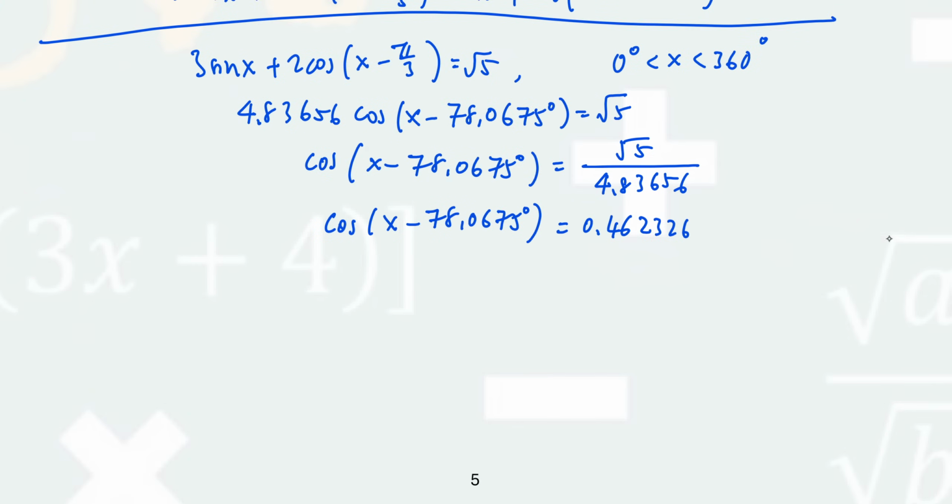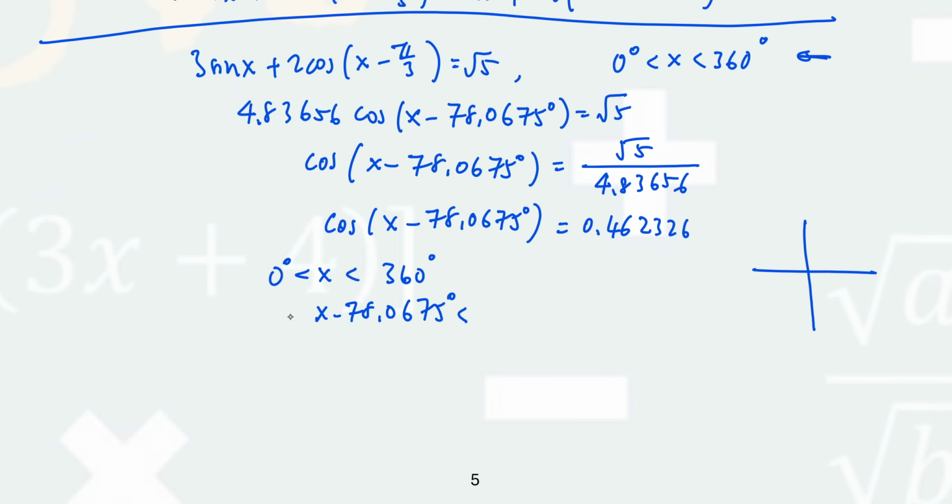Now, after this, we are going to draw the quadrant, or probably you can just write down the new interval first. Now, for x minus 78.0675 degrees, you have to subtract this value from 0 and 360 degrees. So you will be getting negative 78.0675 degrees, and the other one is 360 degrees minus 78.0675 degrees, so the upper limit is 281.93 degrees.